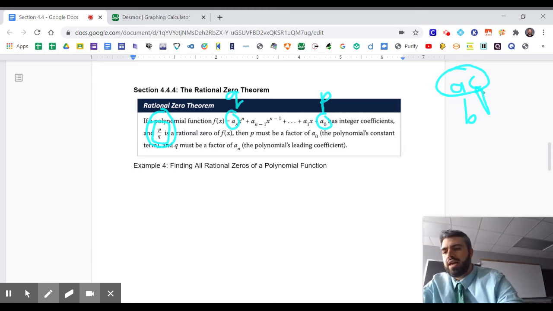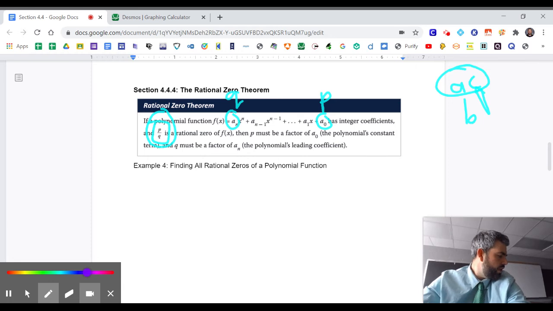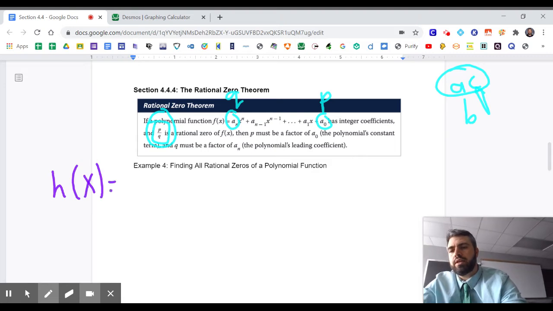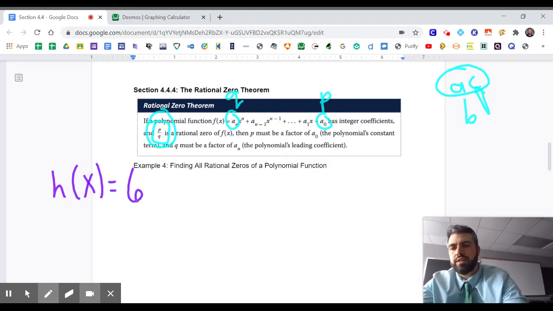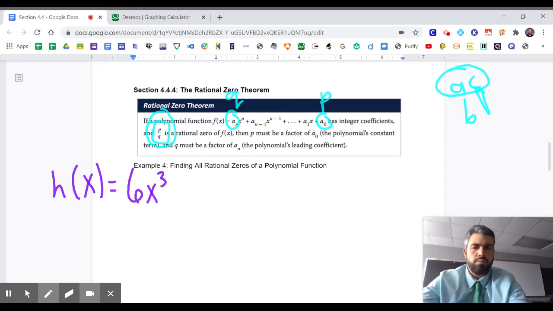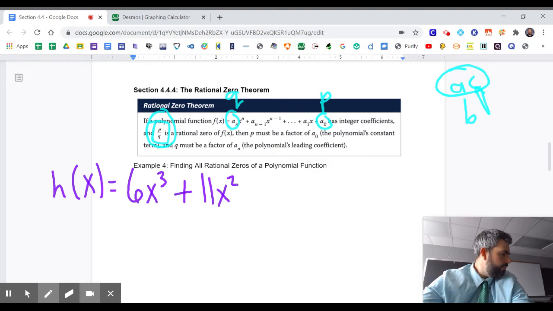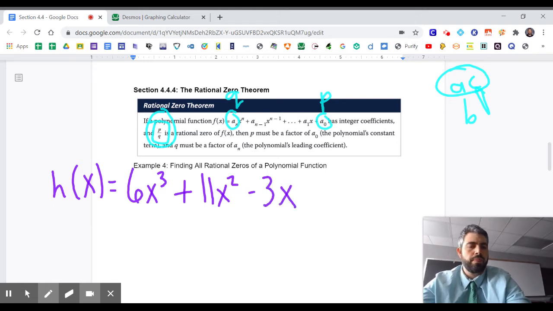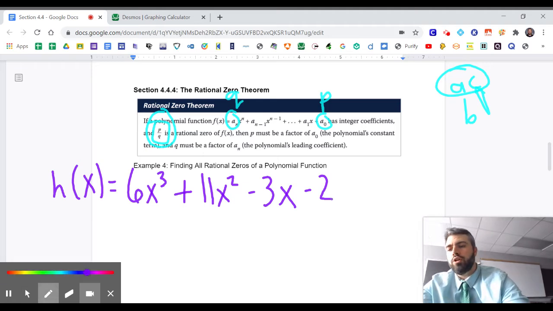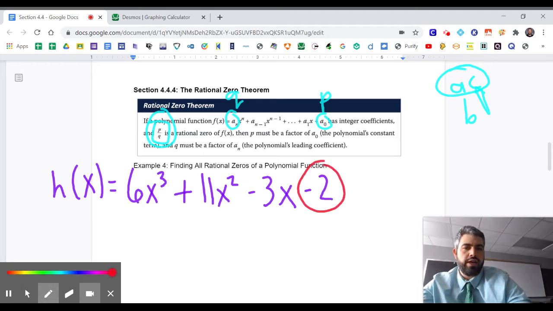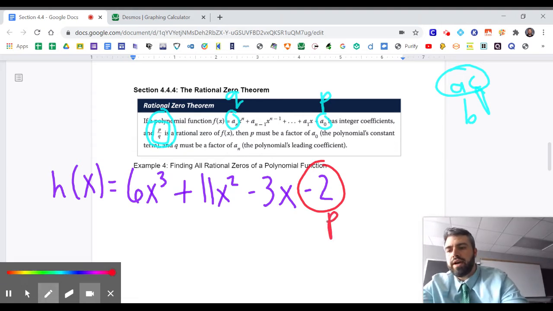So let's say they give us this function right here, h of x. And h of x is 6x to the third plus 11x squared minus 3x, and then negative 2. So what we're going to do is look at, first off, all the factors of negative 2. That's P. And then we're going to look at all the factors of 6, because that's Q.